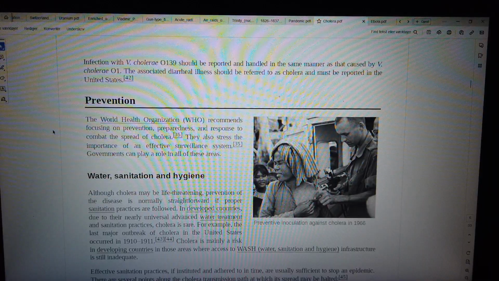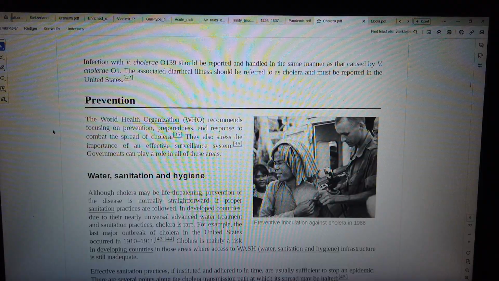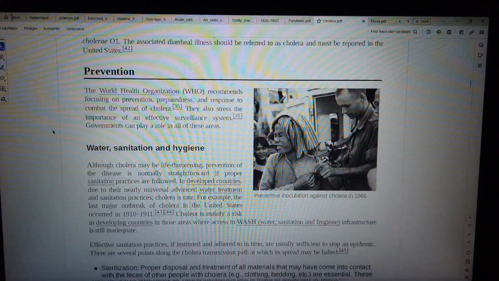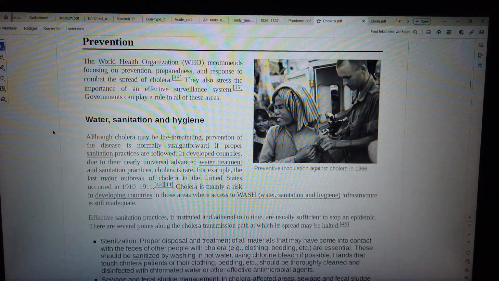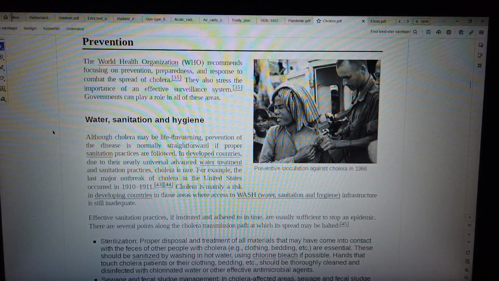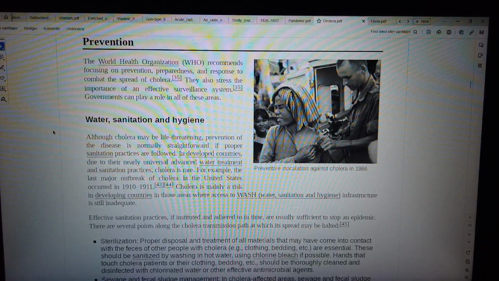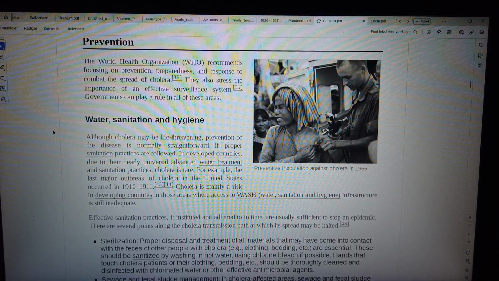42. Prevention. Preventive inoculation against cholera. In 1966, the World Health Organization, WHO, recommends focusing on prevention, preparedness, and response to combat the spread of cholera. They also stress the importance of an effective surveillance system. Governments can play a role in all of these areas.